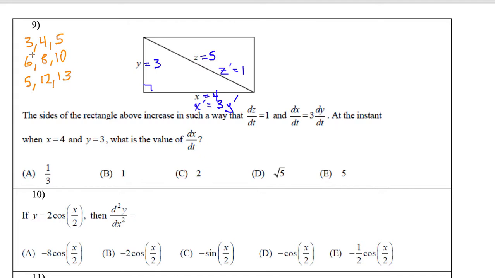I've never seen a Pythagorean triple on the AP Calculus test that was not in that list. They really speed up your calculation time when you're doing special right triangles. Or not special right triangles, just right triangles.